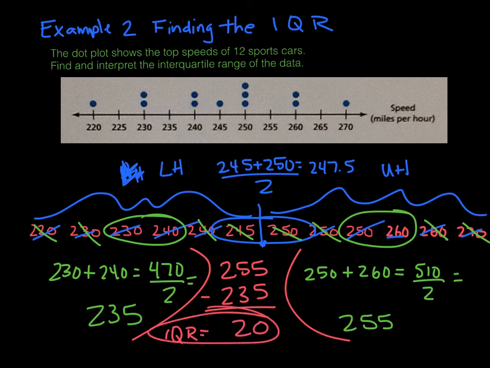So the question said, find and interpret the interquartile range of the data. Well, if the interquartile range is 20, this means that the middle half of the speeds vary by no more than 20 miles per hour. And you can use quartiles and interquartile range to check for outliers if you really wanted to. It's something to keep in mind as you go. I know it sounds confusing again, but just a little more practice and remembering. There are a lot of things to remember in this chapter, so keep on it. Make sure that you're studying. And this is the end of 9.4.